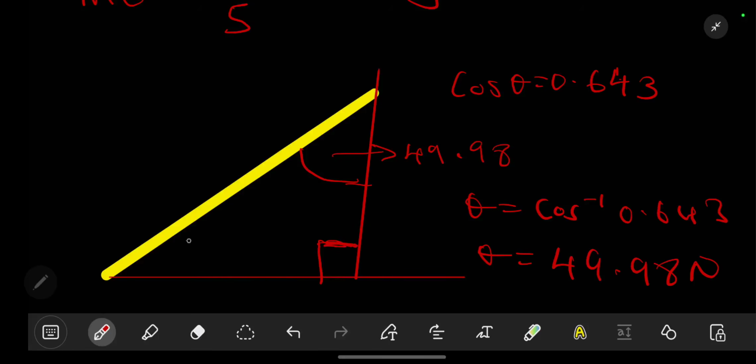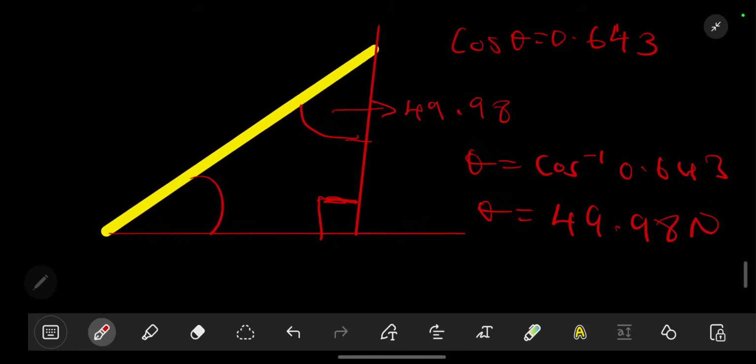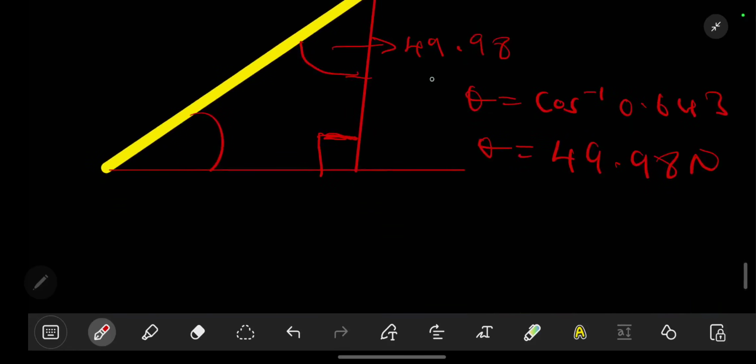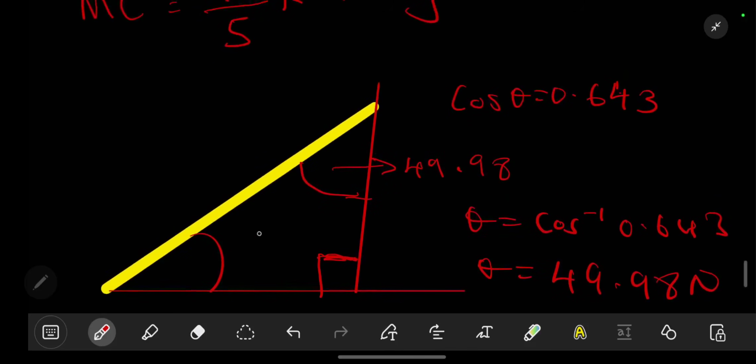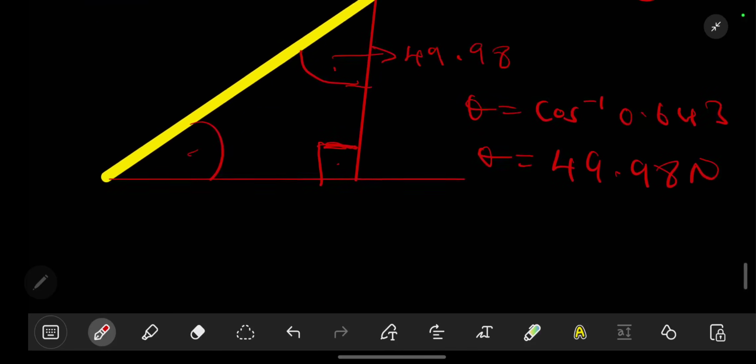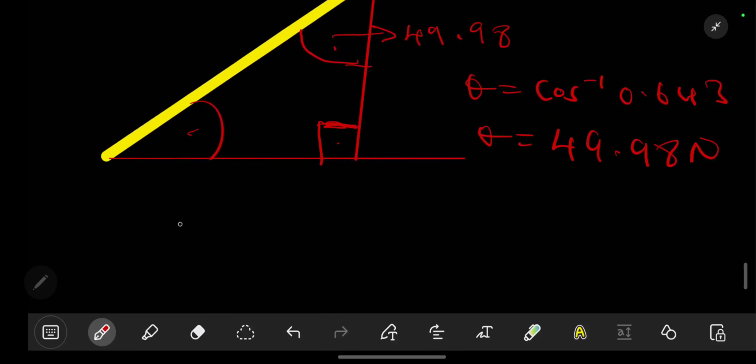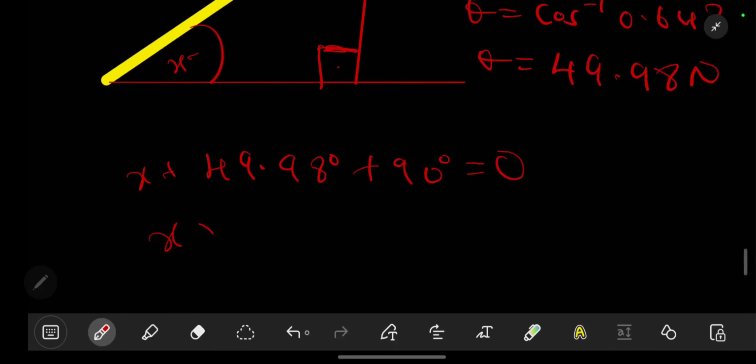But for these calculations, we are going to use this other angle to make the problem very simple. So we are going to have to find this angle. We know that this is a triangle, so the angles will add up to 180. So let's say this is our x, so x plus our 49.98 degrees plus our 90 degrees here should be equal to 0.